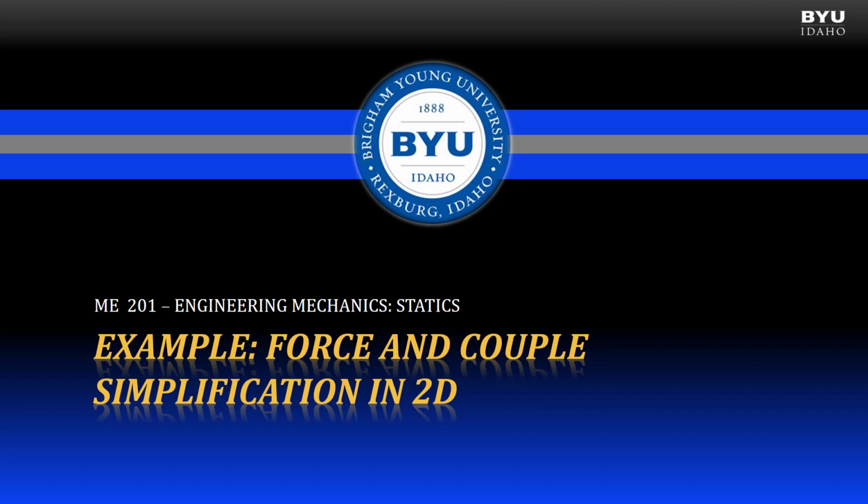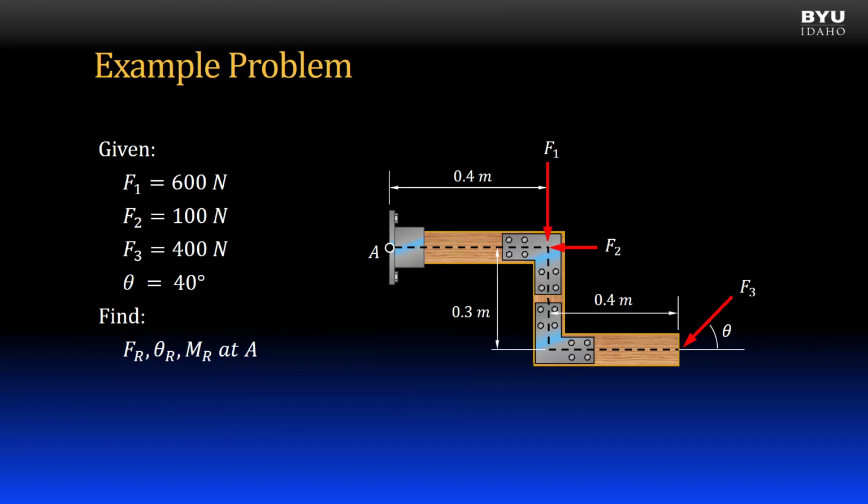Example: force and couple system simplification in 2 dimensions. In this example, we have a structure with 3 forces applied. All structure elements and forces are in the plane of the screen, so this is a 2-dimensional problem. We are given their magnitudes, directions, and locations on the structure.